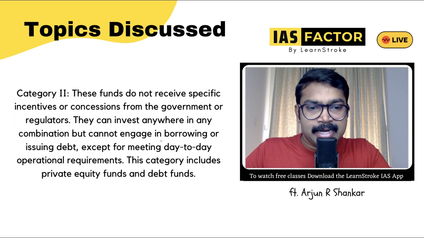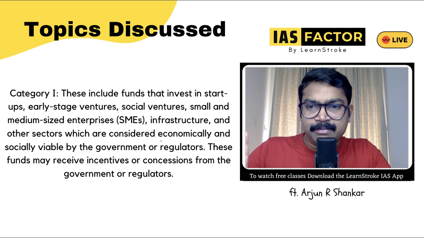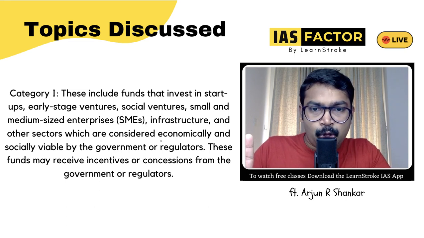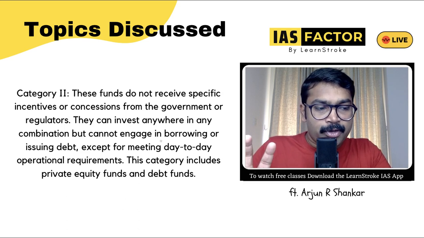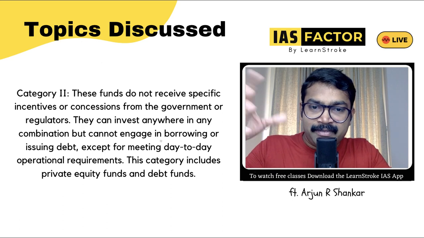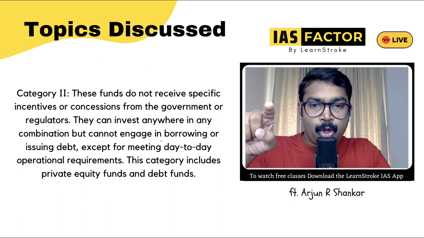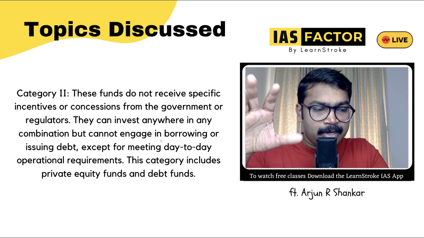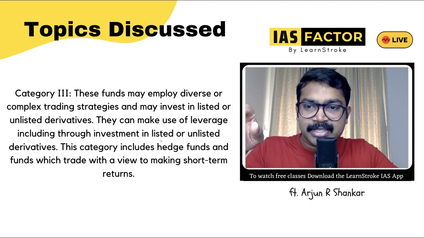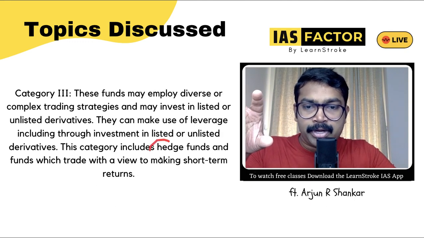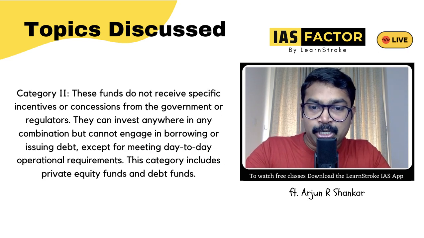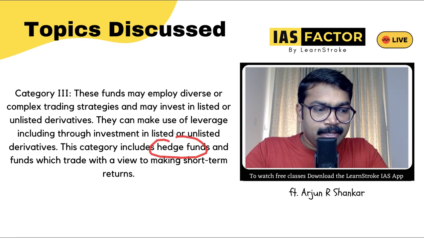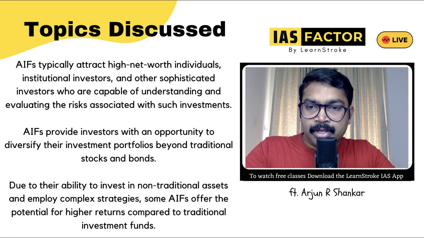So, understand Category 1 immediately. Very simple: they can invest in startups, medium SMEs, infrastructure or small social ventures, and they get support. In the second category, they do not get any regulator support, but they can invest anywhere, though they cannot borrow or issue debt unless for day-to-day activities. And in Category 3, they can invest in derivatives, and the most important are hedge funds. Previously the important examples were private equity funds and debt funds. So that is the AIF category that I've given you.